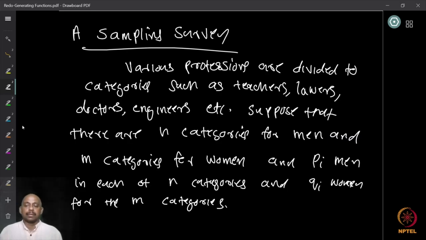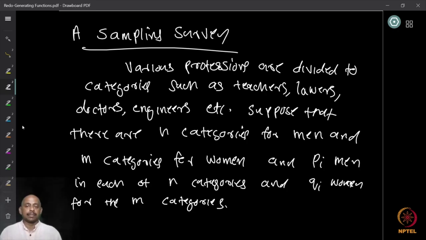Here is another example. Here you have an example of a sampling survey. So what is the sampling survey? There are various professions of people. We have divided the professions into different categories, such as teachers, lawyers, doctors, engineers, farmers. All these kinds of professions are listed.